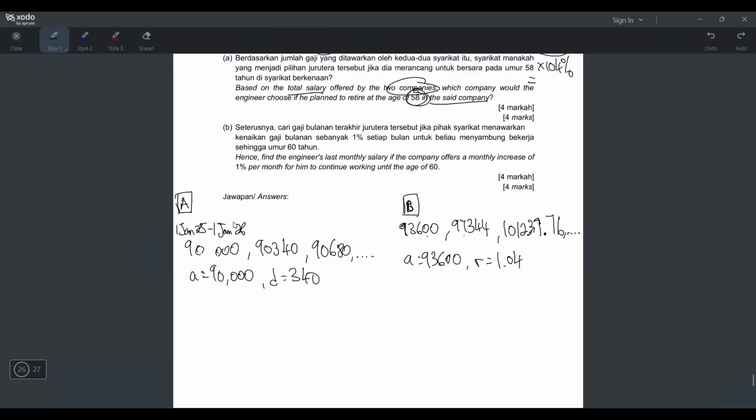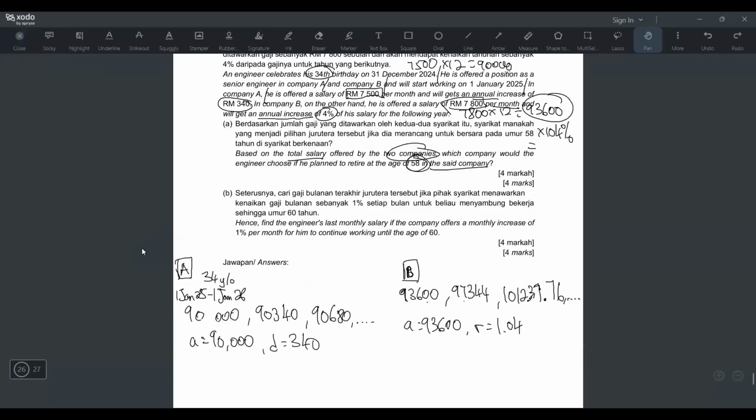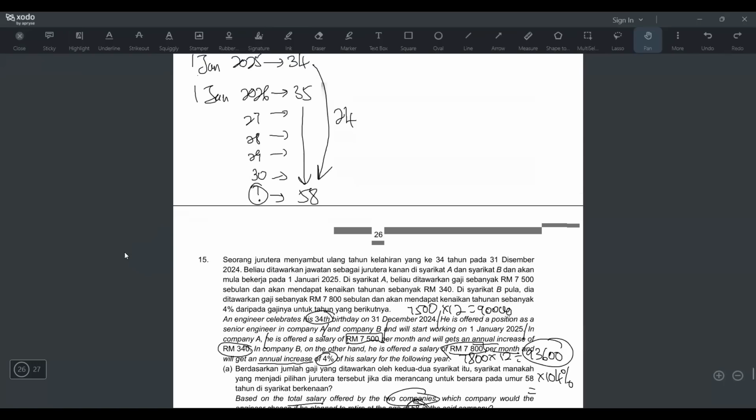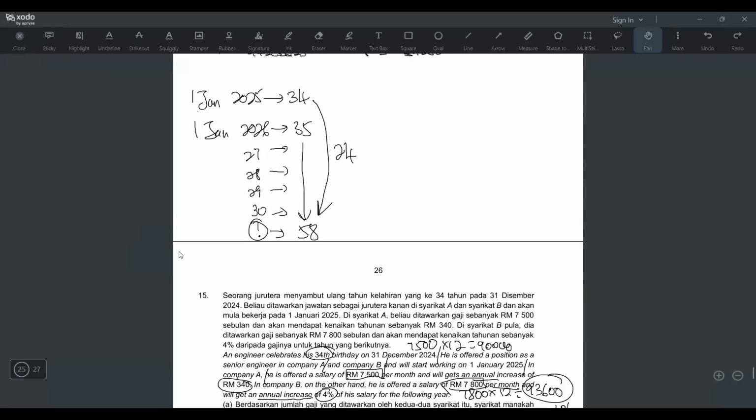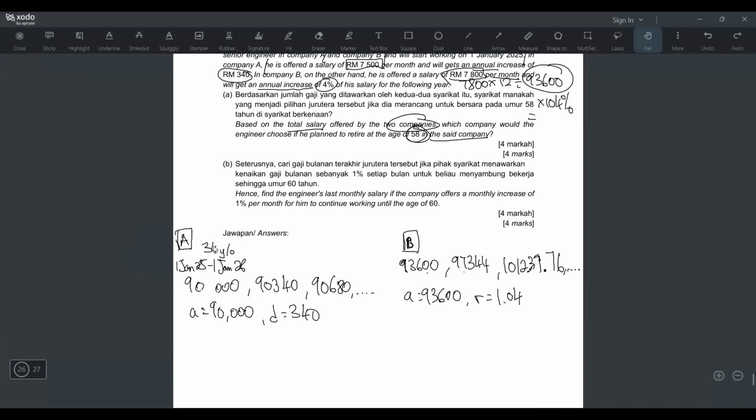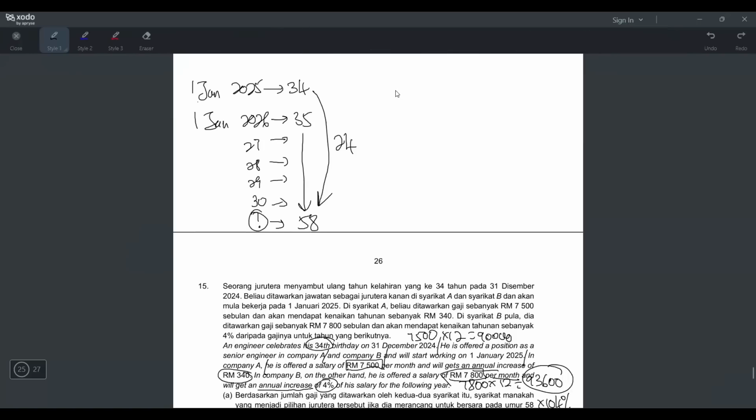Okay, let's think about it. So the first year he worked is from 1 January 2025 to 2026. So how old is he here? 34 years old, right? Correct, 1 January 2025. And the next one here is 35. So 34 is T1, 35 is T2, T3 is 36, right? So if I want to find the term where he is 58, the a would be 34, the d would be 1, right? So Tn equals 58, use the Tn formula, a plus (n minus 1)d, d is 1, and a is 34, equals 58.